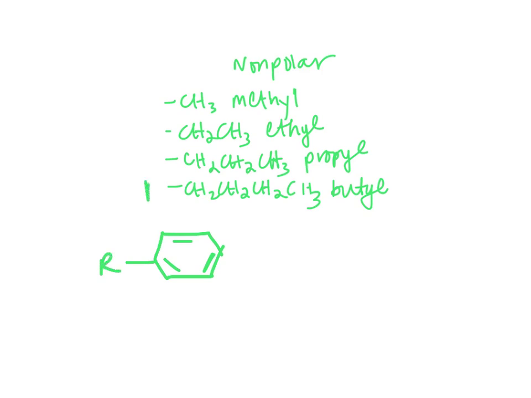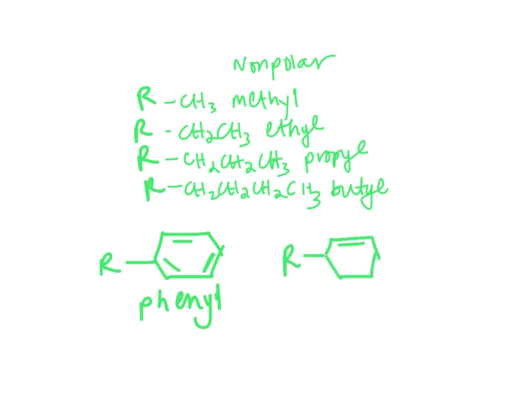Probably should put my little R groups on here, huh? R just represents anything else that is attached to this. Phenyl group is, you probably recognize it as a benzene ring, but we call it a phenyl. And then the other one is a phenol, which is the benzene ring plus an OH. So that's phenol.